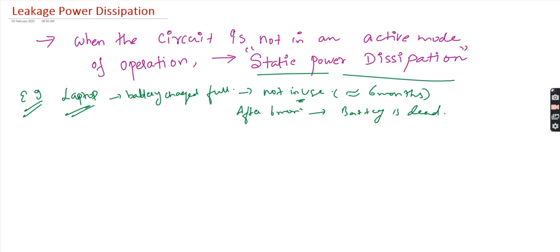The static power dissipation will be directly from the source VDD to ground, that is, when the circuit is in idle condition. Okay, now let us consider submicron, for deep submicron devices.